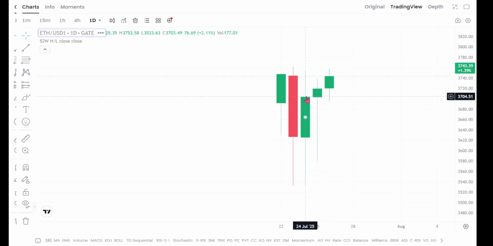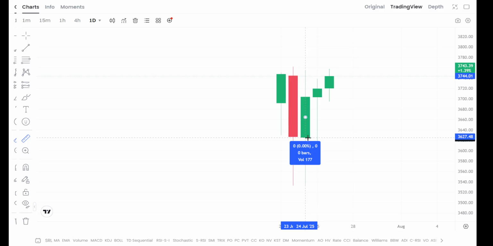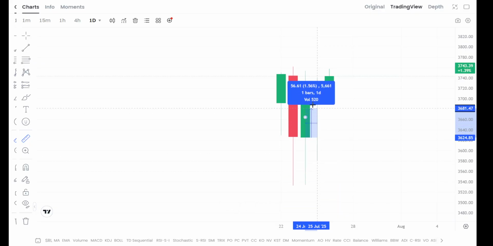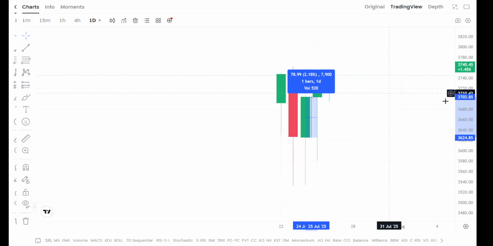And on the next day, 24 July, the market price of Ethereum was opened at 3,627.48 USD1. The market price of Ethereum first went down to this point, then again went up to this point, then dropped down again and was closed at this point. So on this day, from the opening and closing of the day, the market price of Ethereum was open at 3,624.85 USDT. The market price increased to 3,703.85 USDT USD1.